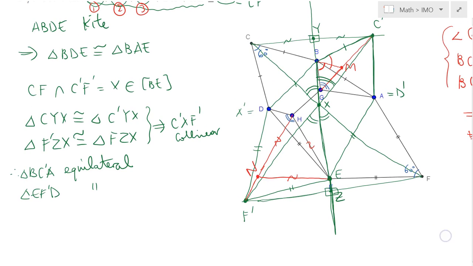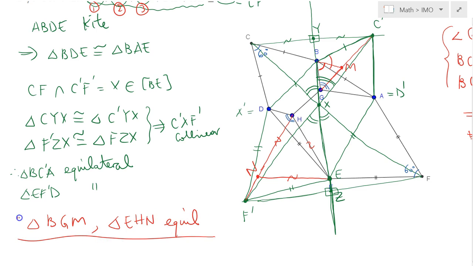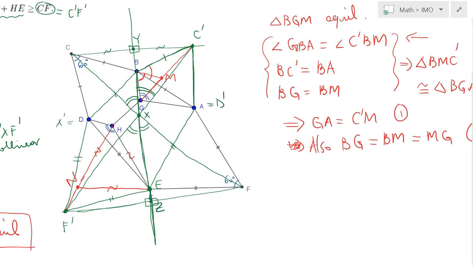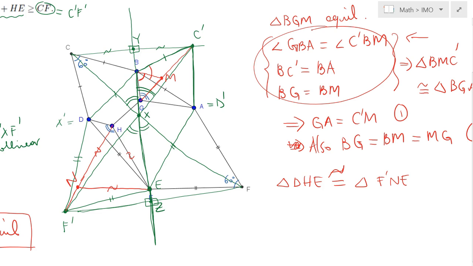And so let me write that down. We built a new triangle, so not only BGM, but also triangle EHN are both built equilateral. I specially constructed them. As a result, like we did previously, it's not too hard to show that triangle DHE is congruent to triangle F prime and E, like we did here earlier. You can easily chase some angles.